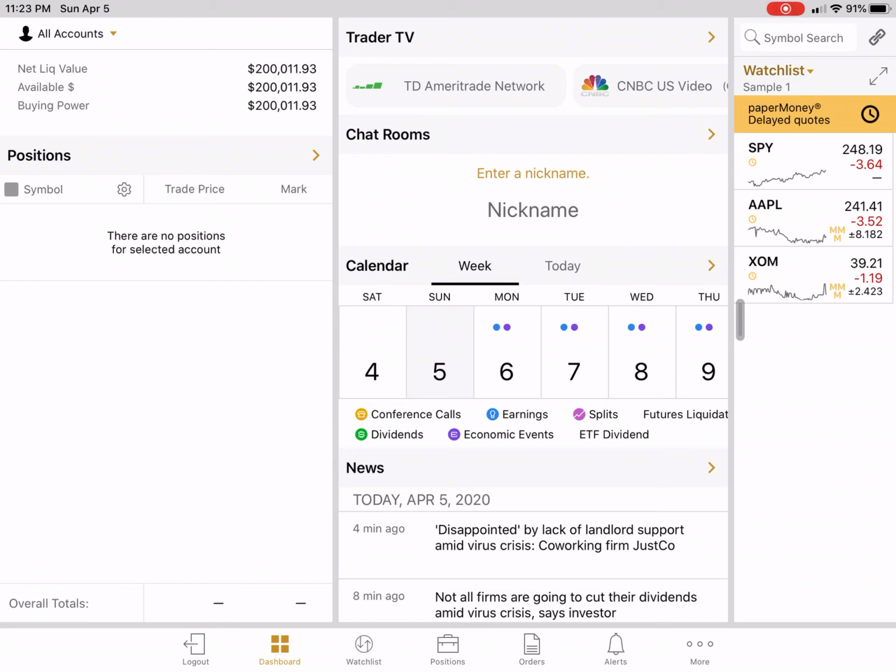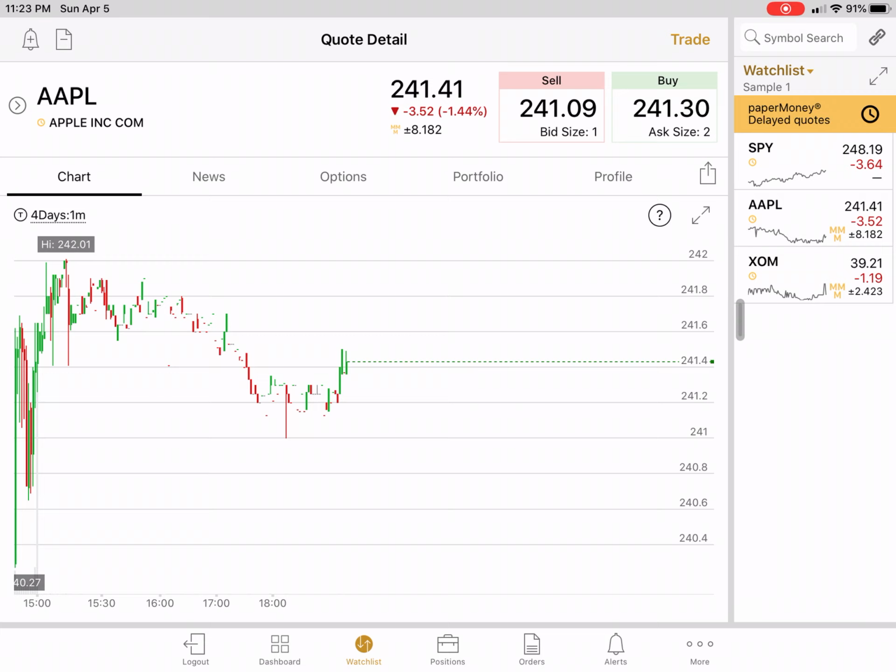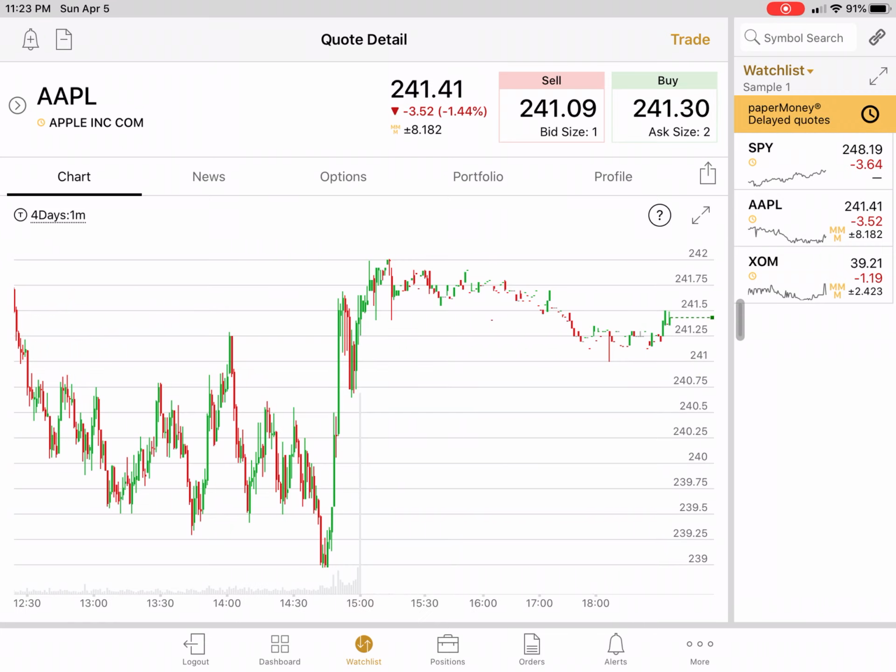So we're going to set up a bear spread using puts. With the bear spread using puts, we are taking a speculative position. I have my Thinkorswim paper money account on my iPad. I'm going to tap on Apple, just as an example, and then notice the menu.